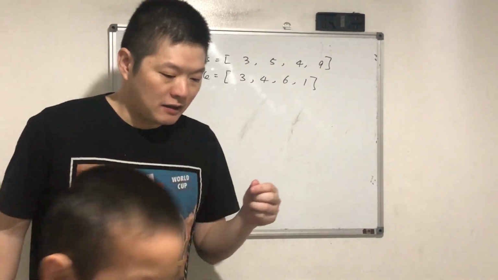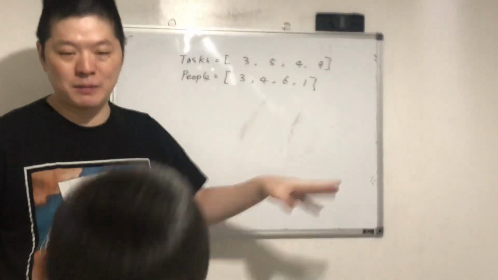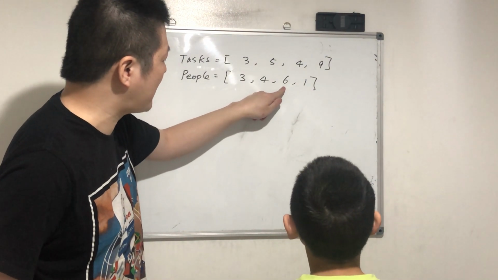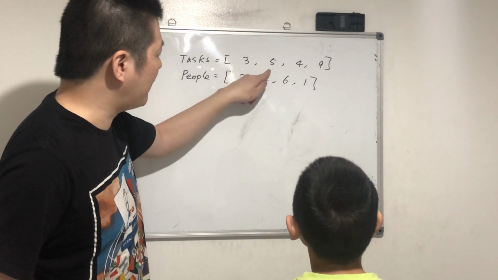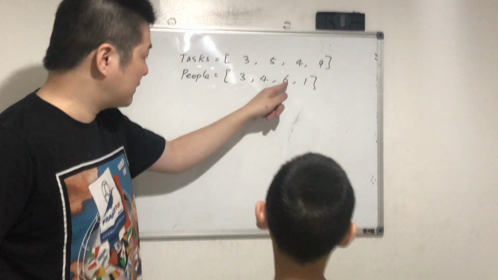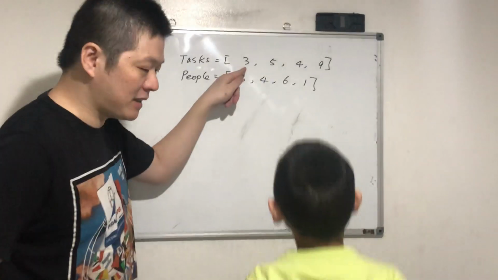Okay, so each person can only complete 1 task at most, right? When you pick a task, then complete. For example, the 6 can complete the task of 3, 5, but cannot complete the 9. Because 6 is the strength, the strength needed to complete the task, right?